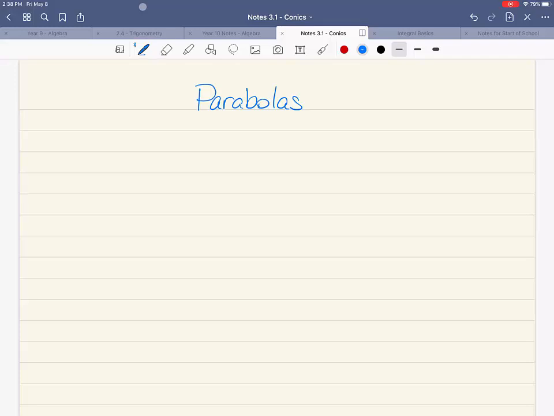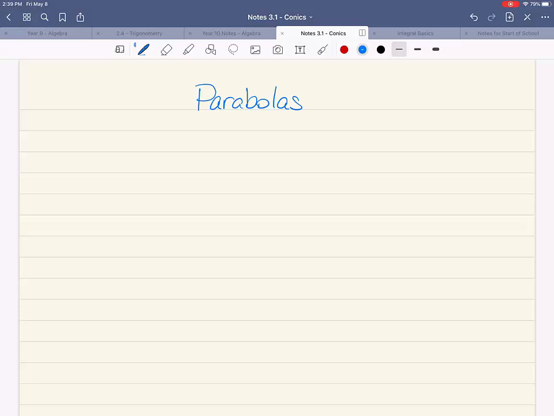Hi everyone. Today is our fourth and final conic that we're going to look at initially, and this one is the parabola. Now you may have studied parabolas before in the form of what we call quadratics. Now quadratics are parabolas of a certain type. They are parabolas that happen to be functions.